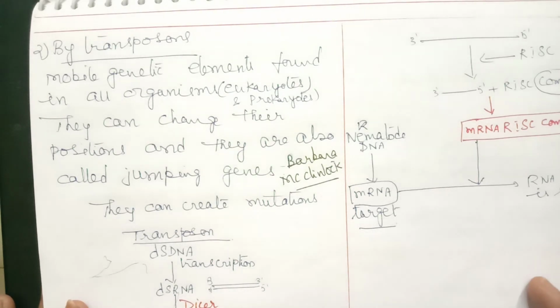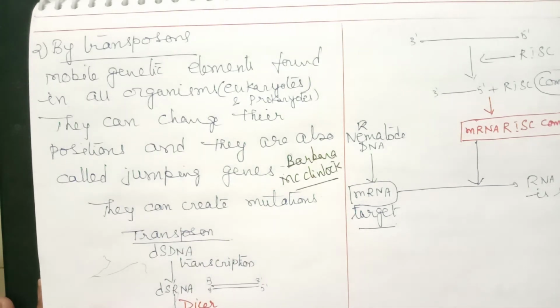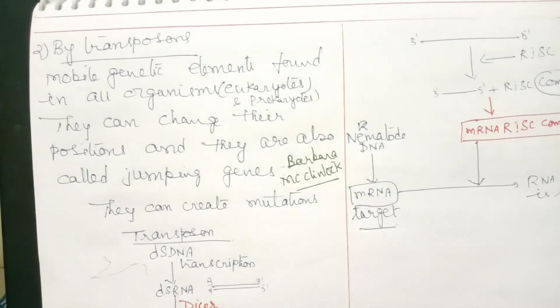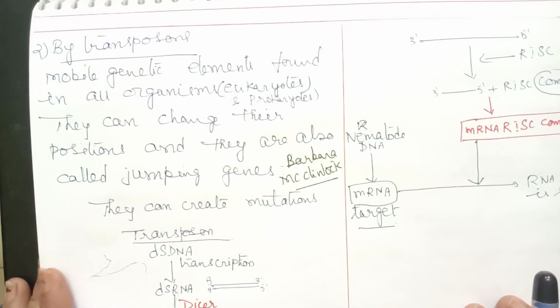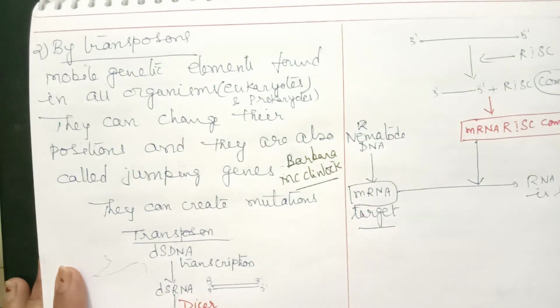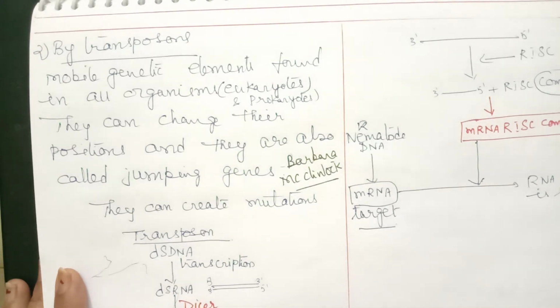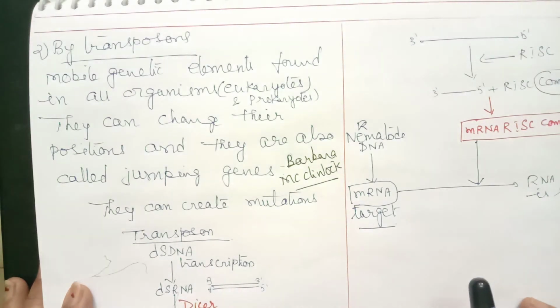The most important feature about transposons is they can create many mutations. They are also found to be one of the reasons for causing cancers in humans. Because they can change their positions, they are found to cause mutations. And we know mutations are one of the causes of cancer. And thus they are involved in cancers also.